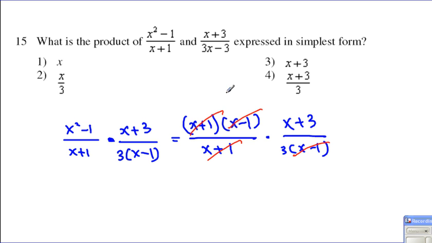So when there's nothing left, that means simply 1 is hidden. 1 is hidden. It doesn't disappear, it doesn't become 0. It's 1. So therefore, here on the top, we end up getting x plus 3 left. On the bottom we have 3 left.